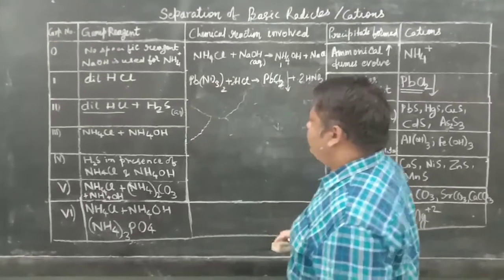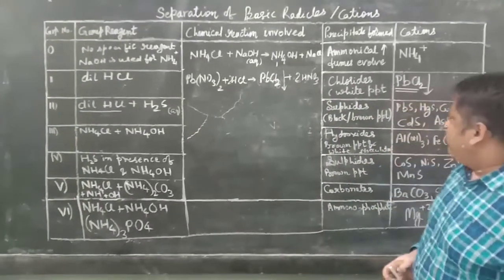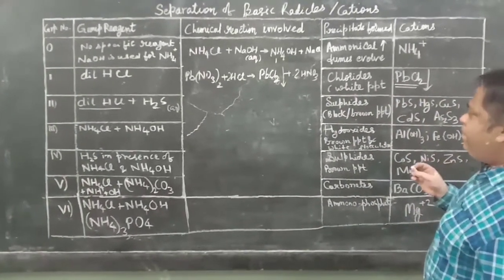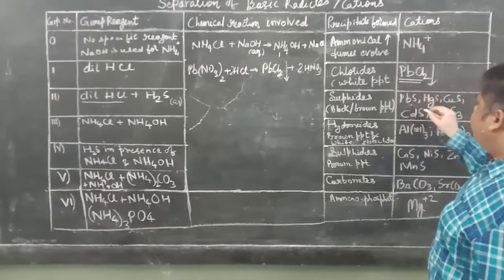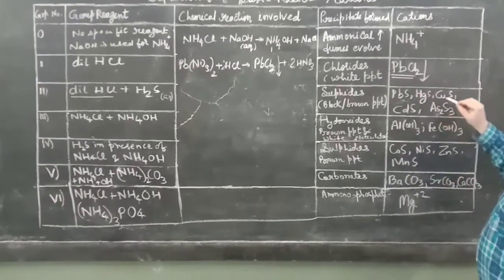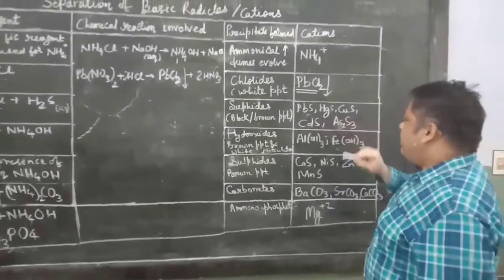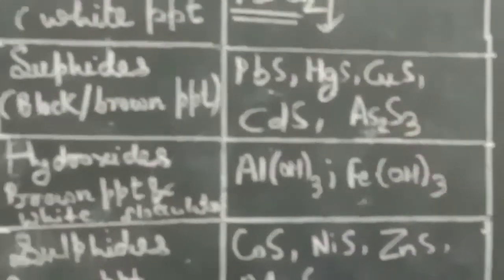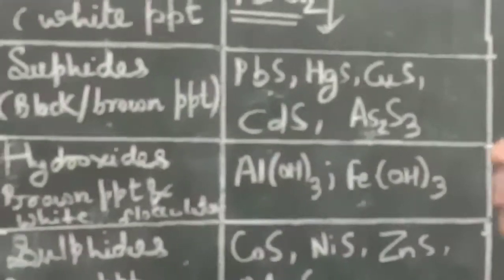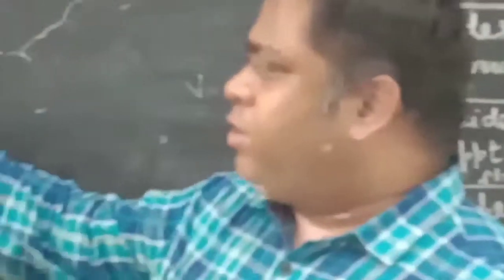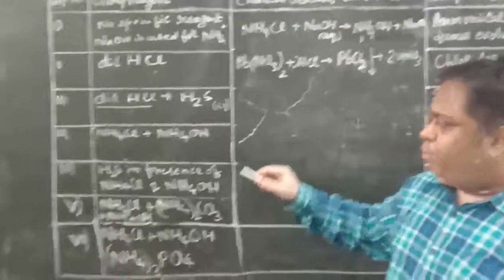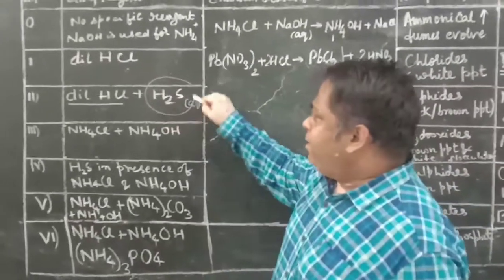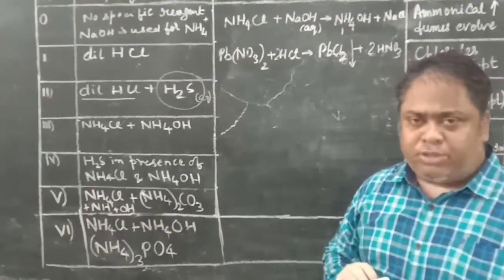Next, if you do not get a black precipitate of lead, mercury, copper, cadmium or arsenic (arsenic gives a yellow precipitate with sulfide), and you don't get such a precipitate, then you have to boil off the solution first. First of all, boil off the solution completely or take the original solution.